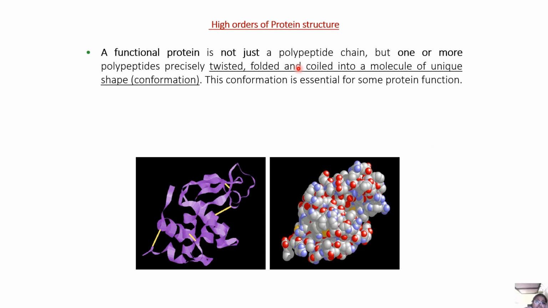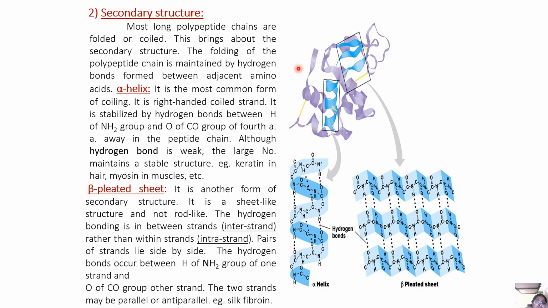Now, a functional protein is not just a polypeptide chain, but one or more polypeptides precisely twisted, folded, and coiled into a molecule of unique shape. This conformation is essential for protein function. Now, if we talk about secondary structure, most long polypeptide chains are folded or coiled. This brings about the secondary structure. The folding of the polypeptide chain is maintained by hydrogen bonds formed between adjacent amino acids. The alpha helix is the most common form of coiling.